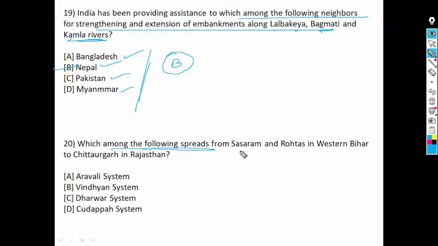Which among the following spreads from Sasaram and Rohtas in western Bihar to Chittorgarh in Rajasthan?